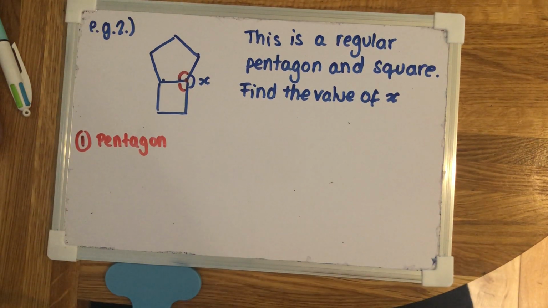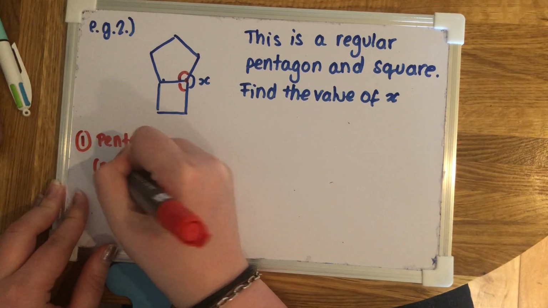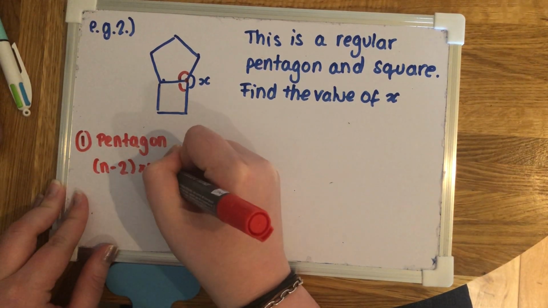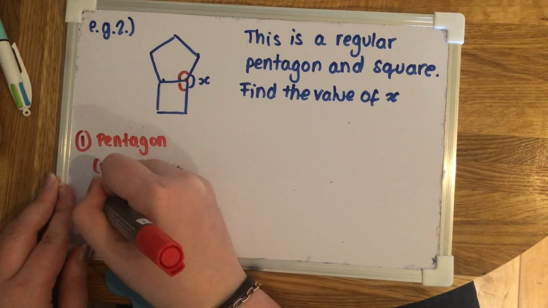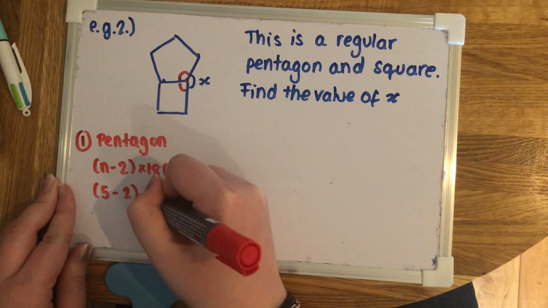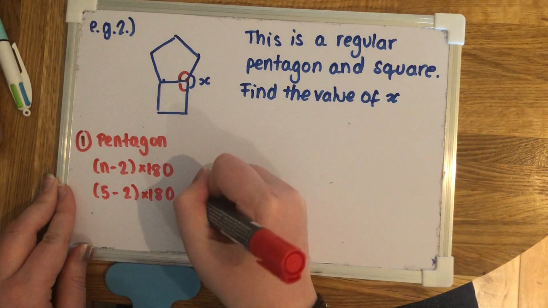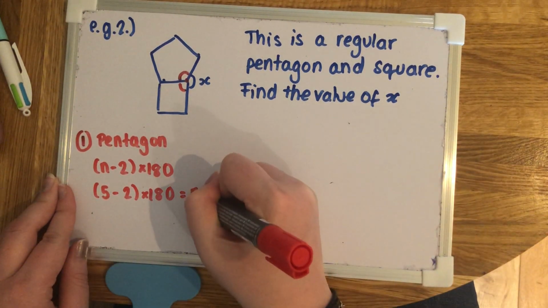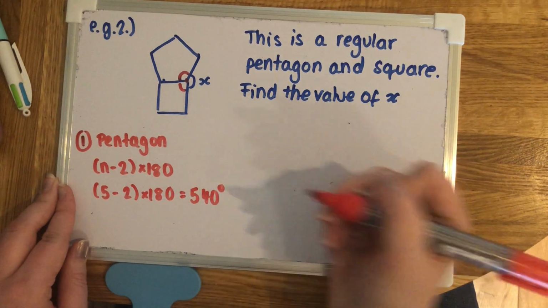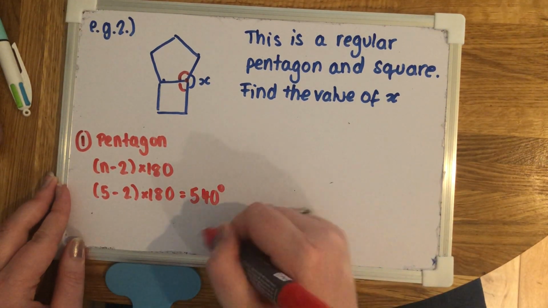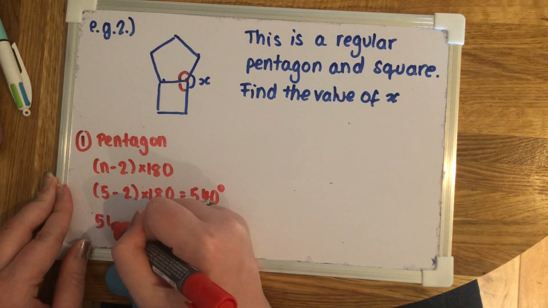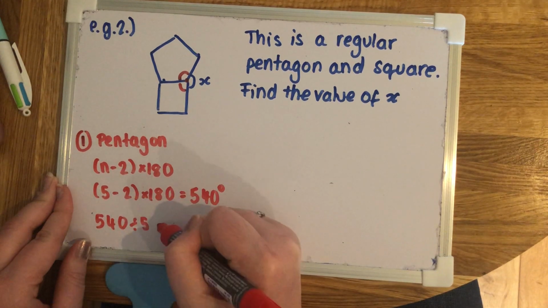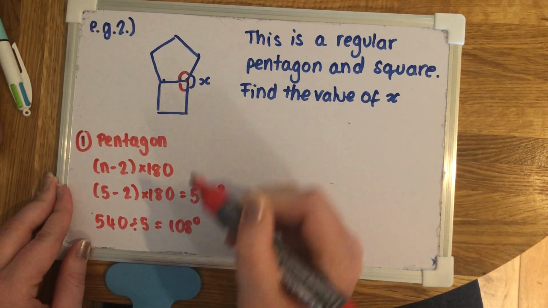Okay, so the pentagon, it's the same rule that we used before. So the n take away 2 times by 180. So n is the number of sides, so a pentagon has 5 sides, so 5 take away 2 times 180, which is 540. Again, we just want one of them because this number here is all 5 added together, so one of them would just be 540 divided by 5, which is 108 degrees.